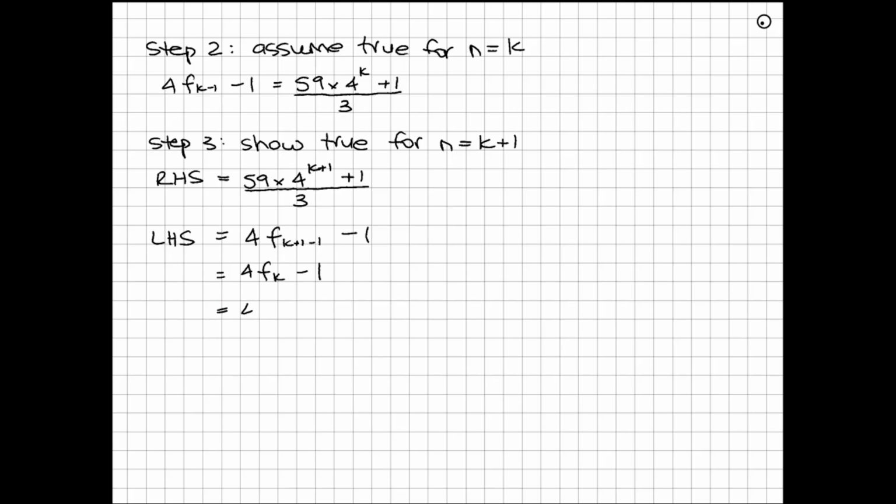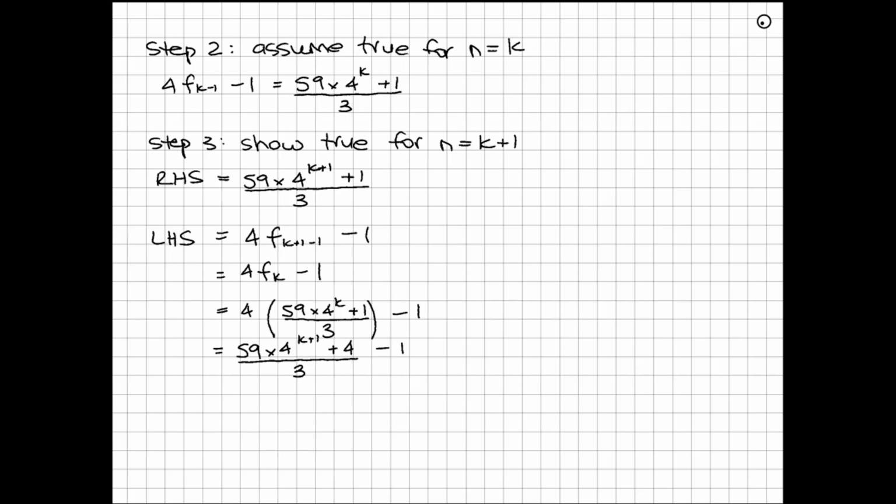So we end up with 4 times 59 times 4 to the k plus 1 divided by 3. That's our f of k, and then we've got our minus 1 off at the end. If I expand out this bracket, we'd have 59 times 4 to the k times 4, which is essentially 59 times 4 to the k plus 1, and then 4 times 1 is 4, so plus 4, all divided by 3. Then we've got our minus 1 over the end.